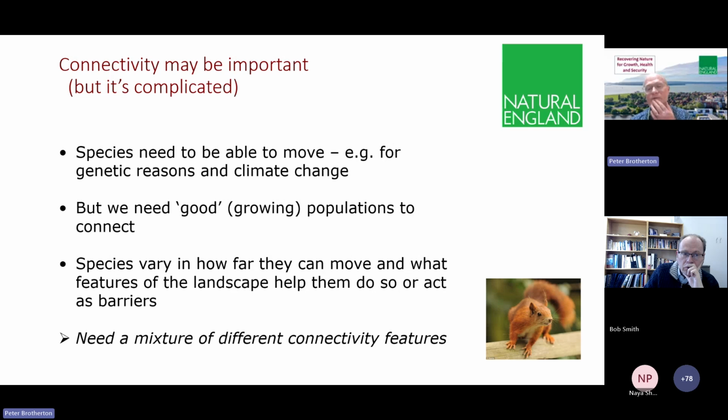The red squirrel there is to remind me that not all species benefit from connectivity. Red squirrel populations, until we get on top of the greys, do need a degree of isolation to protect them from that. And species vary massively in how far they can move and what features of the landscape help them do so or act as barriers. And nature needs this different mix of connectivity features out there.